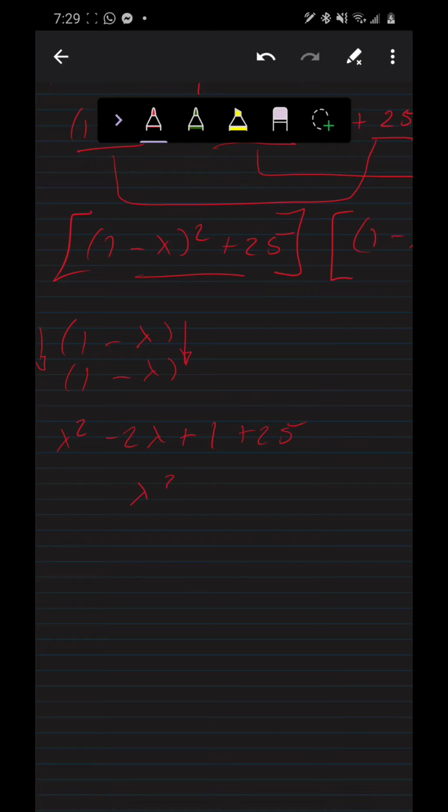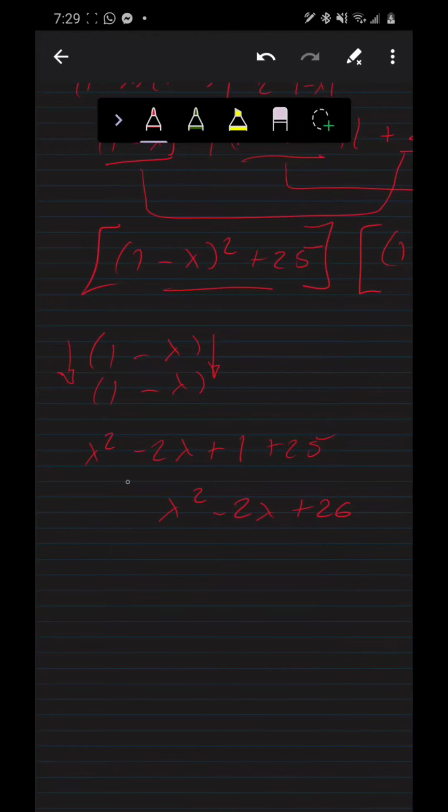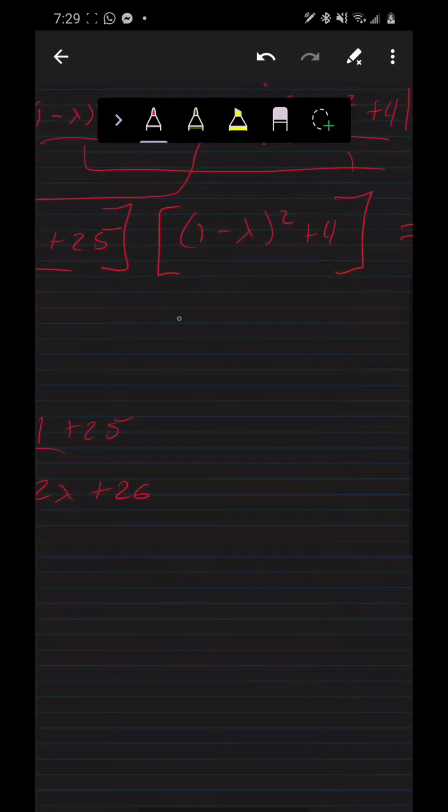So this is going to be 1 eigenvalue squared minus 2 eigenvalue plus 26. Now let's do the same for this one. So this is going to be the same formula. We're going to have eigenvalue squared minus 2 of the eigenvalue plus 1, and it's plus 4 because we have the 4 right there. Plus 4.